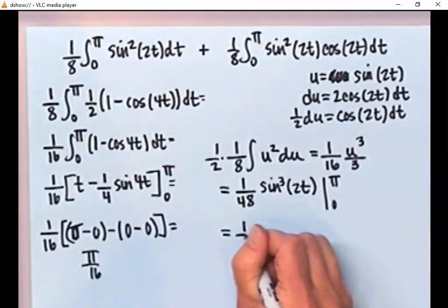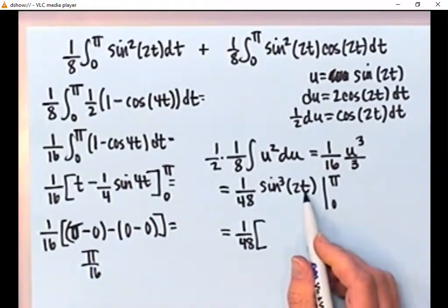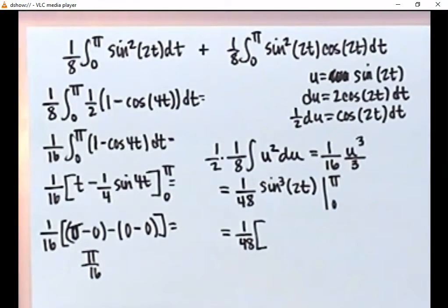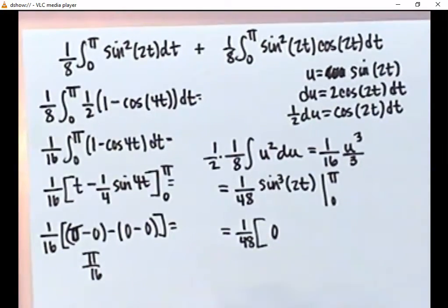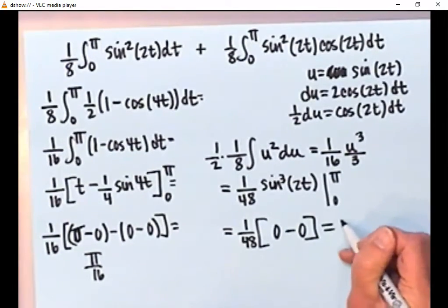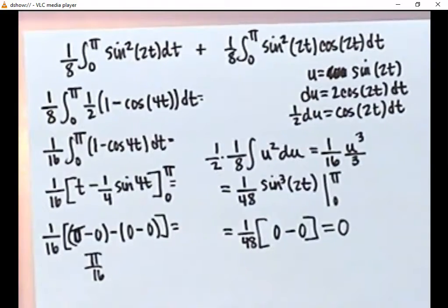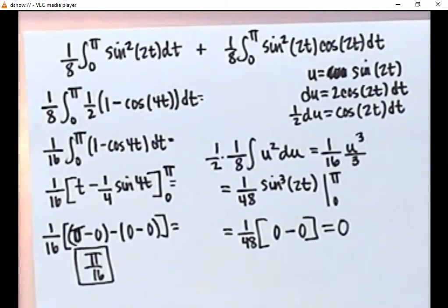So this one I'd have 1/48 sine cubed at 2 pi. That's 0, right? Sine at 2 pi is 0. And what is it when you plug in 0? 0. Hallelujah, lots of zeros. Okay. So what do I have left? Only the pi 16ths. If you got that, you were right.